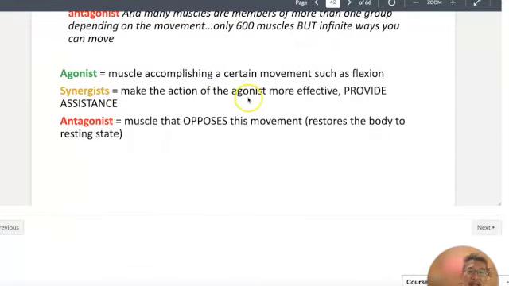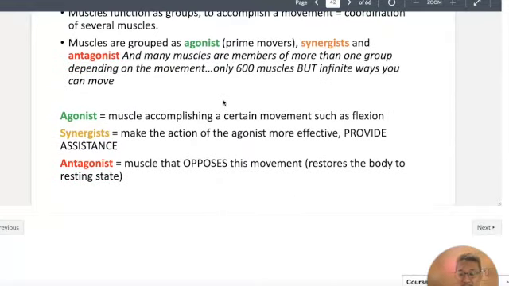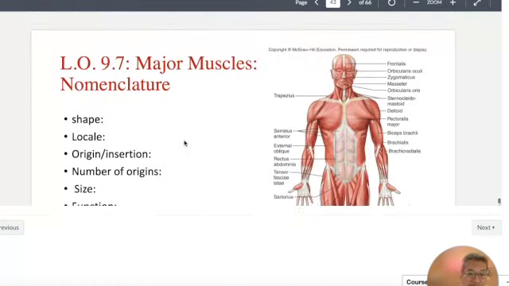Synergist makes the action of the agonist more effective. For example, we're going to learn all these muscles down here. A lot of the muscles work together, several muscles together. So that would be the synergist. Okay, you'll see in a minute.